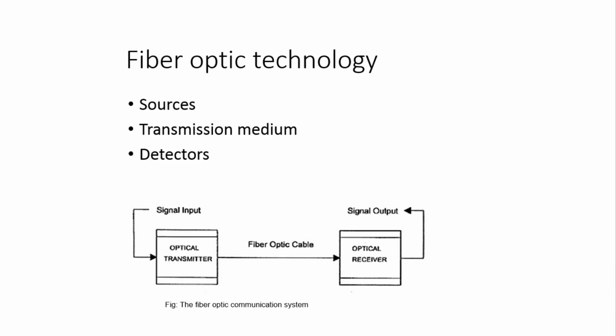Here we are applying input signals from various sources to an optical transmitter. The optical transmitter is a device which is used to transmit the signal over a transmission medium. The medium consists of optical fiber cable. This signal is detected by the optical detector present on the optical receiver side, and after that the signal is given to the end user as signal output.